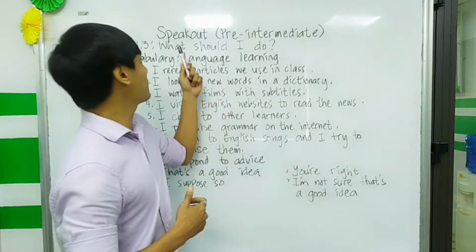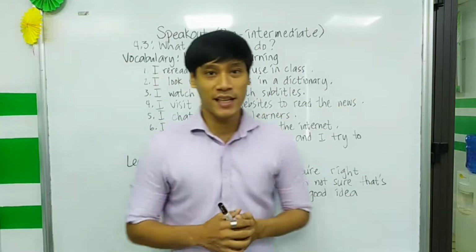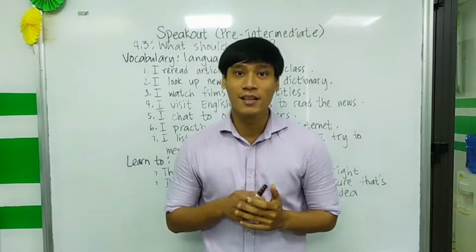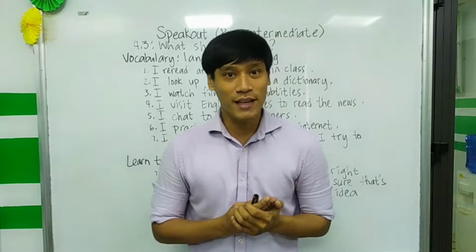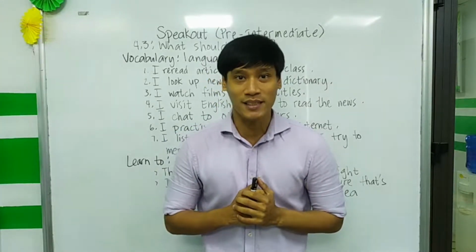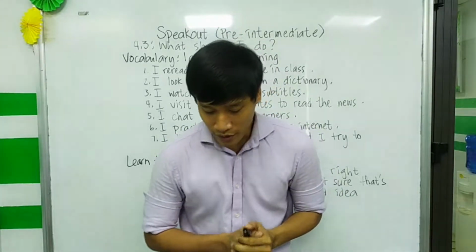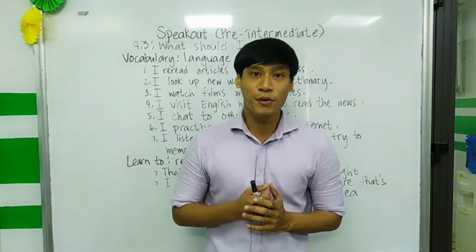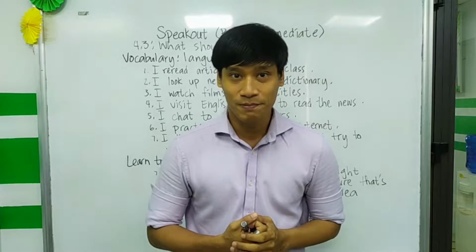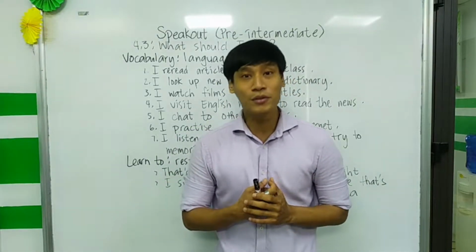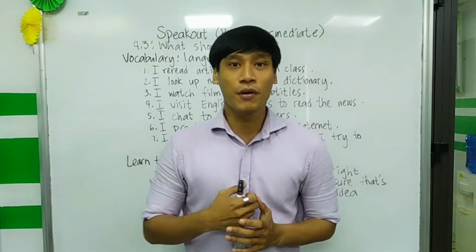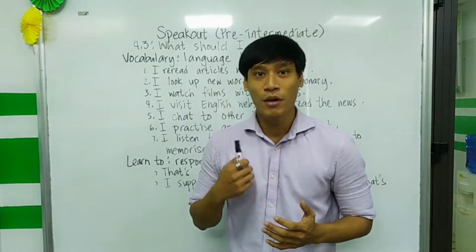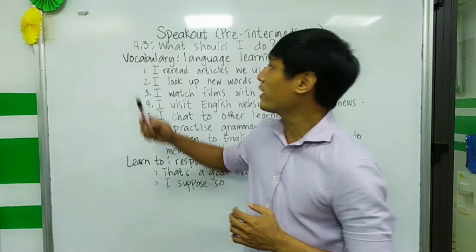So we are still in the book, Speak Out Pre-Intermediate. Now before anything else, I would like to ask you a few questions. So you can pause the video so that you will have time to answer my questions, okay? So question 1. What do you think are the things you must do to improve your English skill? Alright, and question 2. Do you do those things? Okay, so after answering those questions, we are now going to continue with today's chapter.